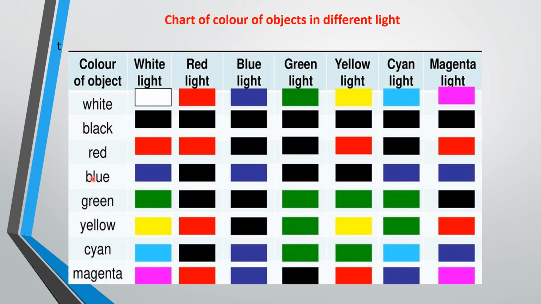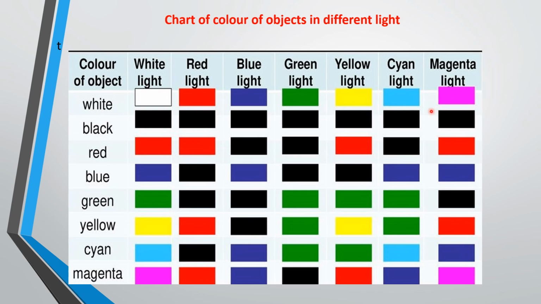For a blue object, under white light it will be blue, under red light it will be black. Under blue light it will be blue, under green light it will be black, under yellow light it will be black. Then under cyan it will be blue, because blue is part of cyan. Under magenta, blue is part of magenta, so it will appear blue.